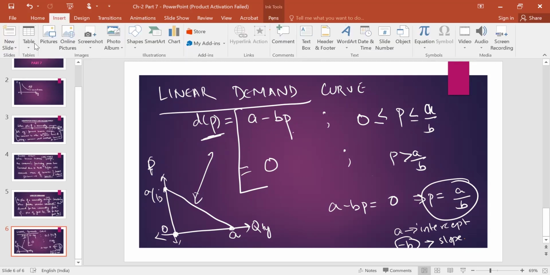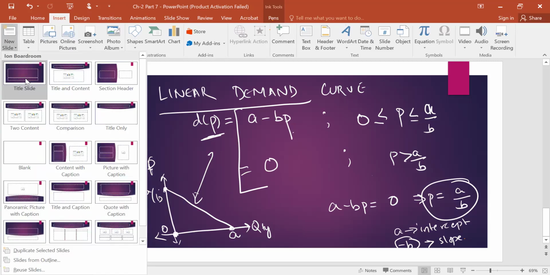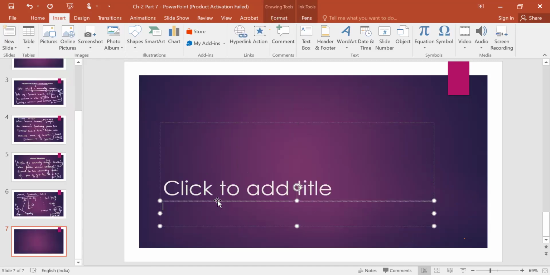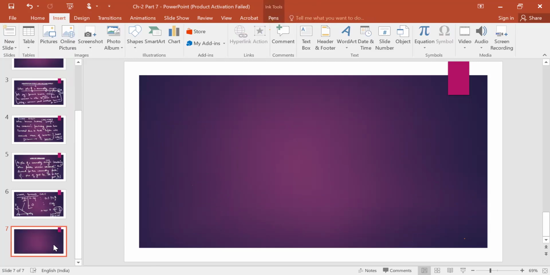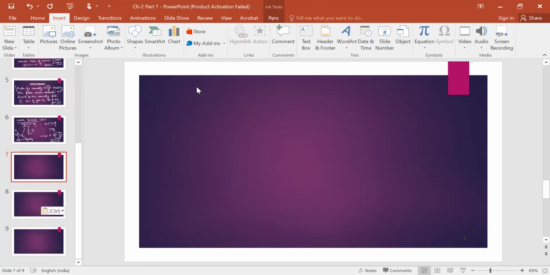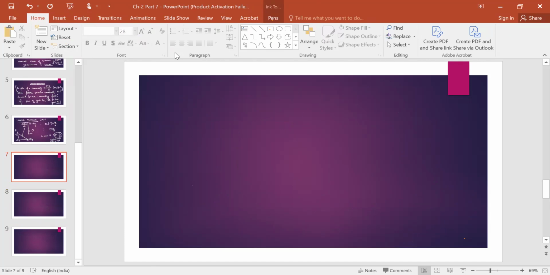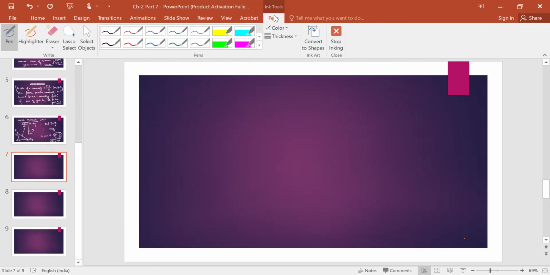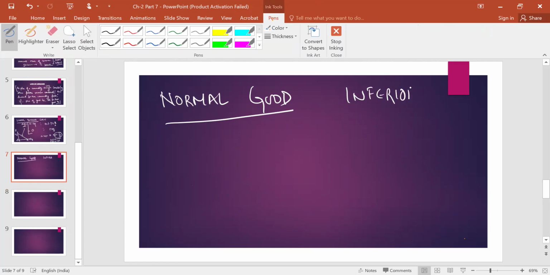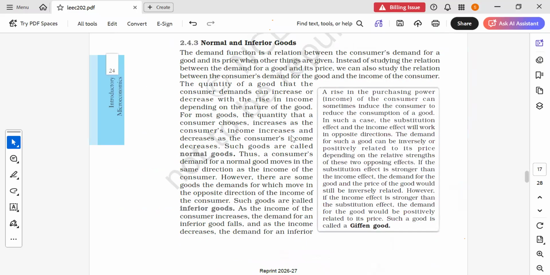Now, let's understand the interesting part of the substitution effect and income effect that we have understood earlier, in the previous slide. What is a normal good? Let's understand the normal good and let's understand the inferior good. I guess this is something which is mentioned in our textbooks as well.